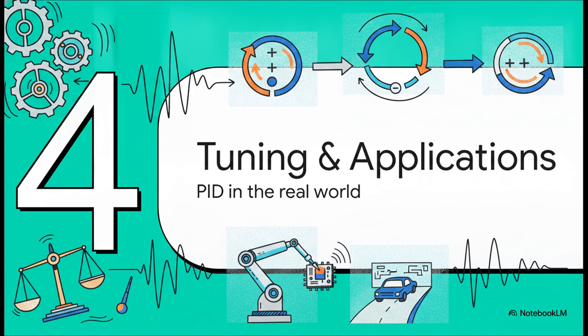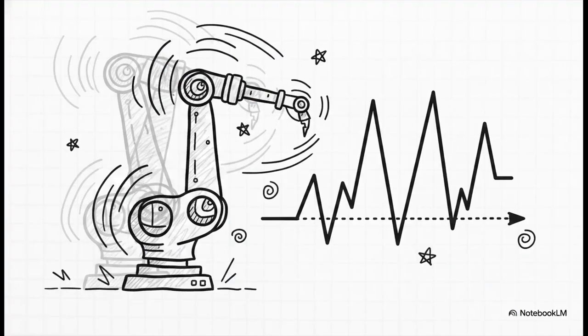Moving right along to section 4, tuning and applications. This is where PID meets the real world because, having the math on paper is one thing, but making it work physically requires absolute harmony. If a PID controller is poorly tuned, it's going to respond way too slowly, or it'll repeatedly overshoot its target, or worst case, you get dangerous, wild oscillations. Just imagine a massive robotic arm swinging frantically back and forth because the proportional response is way too aggressive and the derivative term isn't properly anticipating the motion to slow it down.